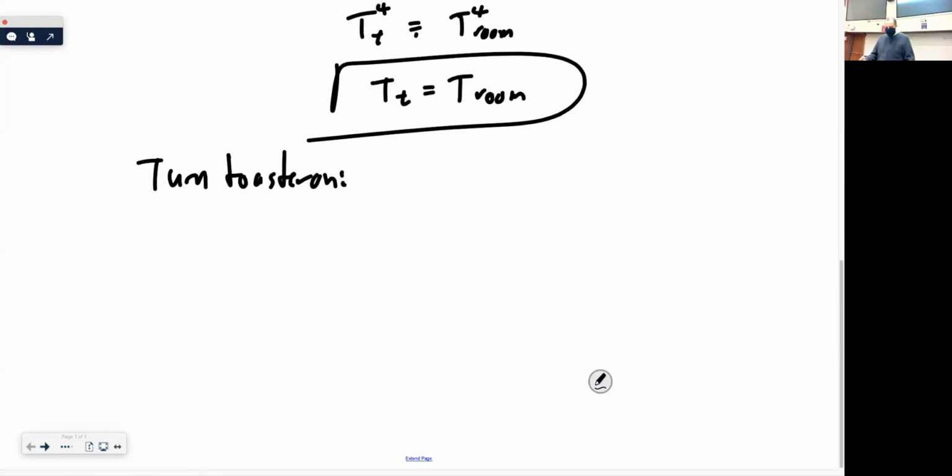So what do I mean by turn the toaster on? I mean, I'm going to heat it. I'm going to add energy to the inside of that toaster to the tune of 200 watts. So every second, I'm going to add 200 joules of energy to the toaster. What will happen to the temperature of the toaster? Obviously, it will go up. But if I continually, forever, add 200 watts of power to the toaster, will this toaster eventually reach a temperature of infinity?